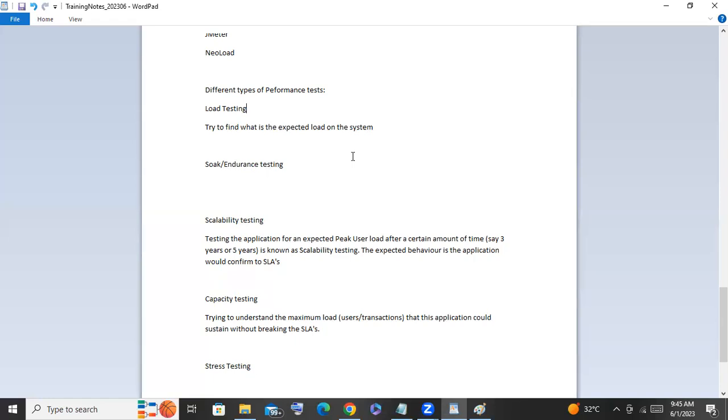Yes, guys. Usually it will be there for at least 8 hours. Sometimes this soak testing or endurance testing could actually go until 24 hours, 48 hours. I've been part of soak testing which ran for 72 hours.